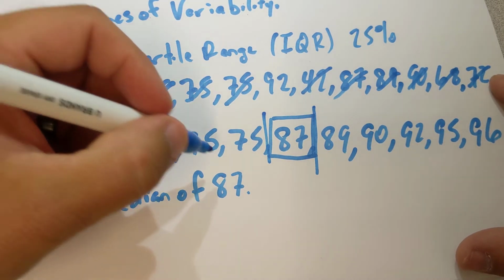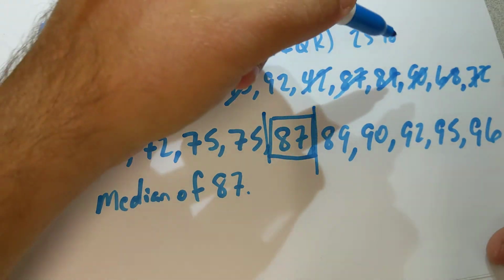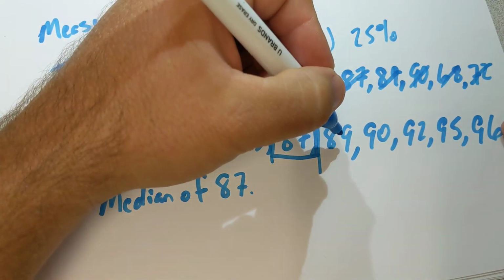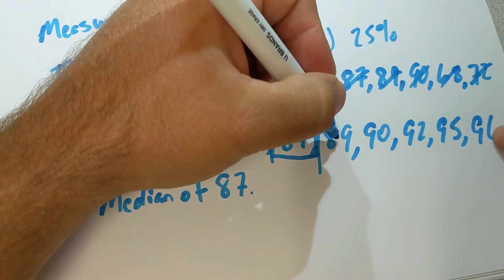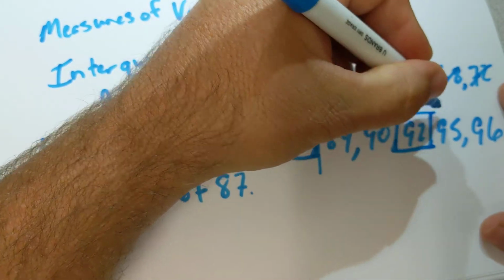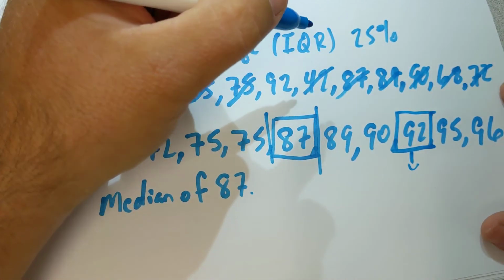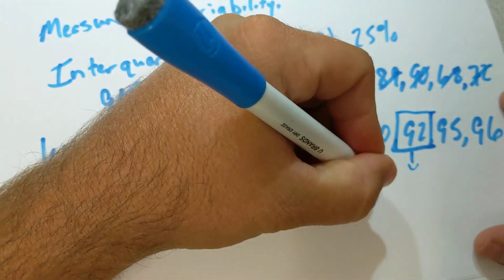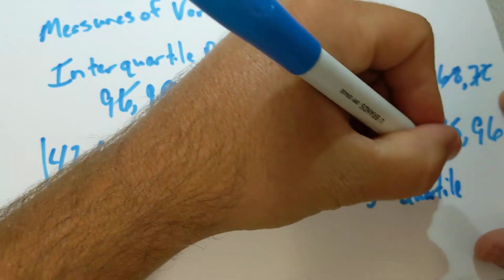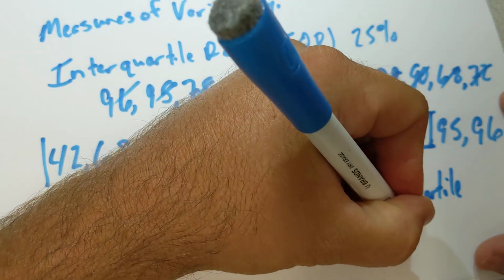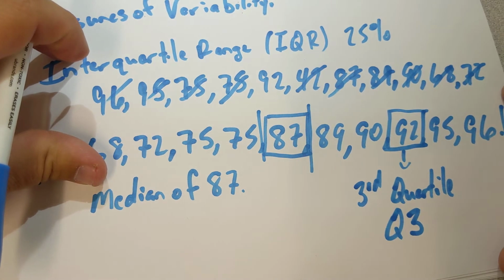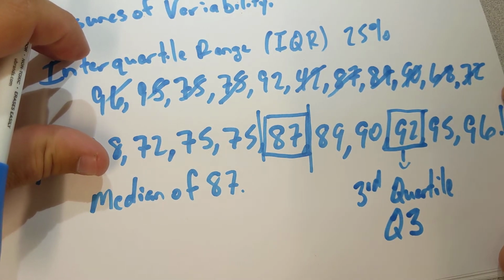Now, I'll start with the upper quartile first. Just like we did with the whole data set, I'm going to do it the same way. I'm going to start at 89 and 96 and then work my way in. And that's going to give me 92. This is going to be the third quartile. You also see it denoted as Q3. So what this is saying is the third quartile is 92.